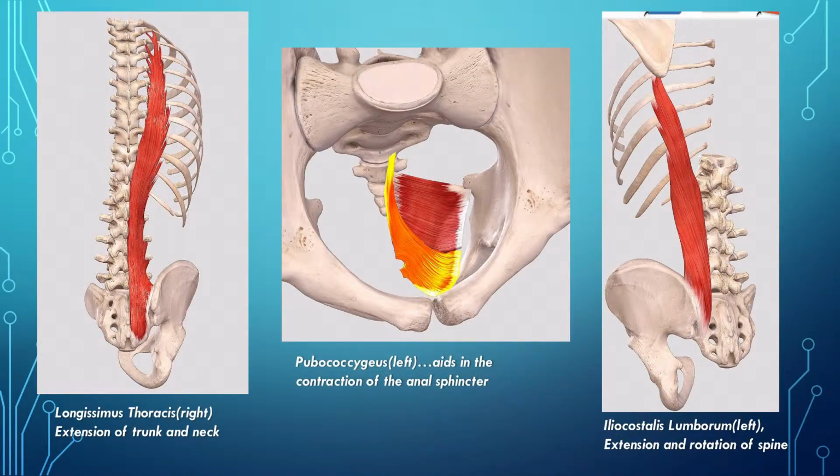In this slide we have longissimus thoracis. This does extension of the trunk and neck. In the middle we have pubococcygeus, which aids in the constriction of the anal sphincter. Iliocostalis laborum on the right is an extender and rotator of the whole spine.